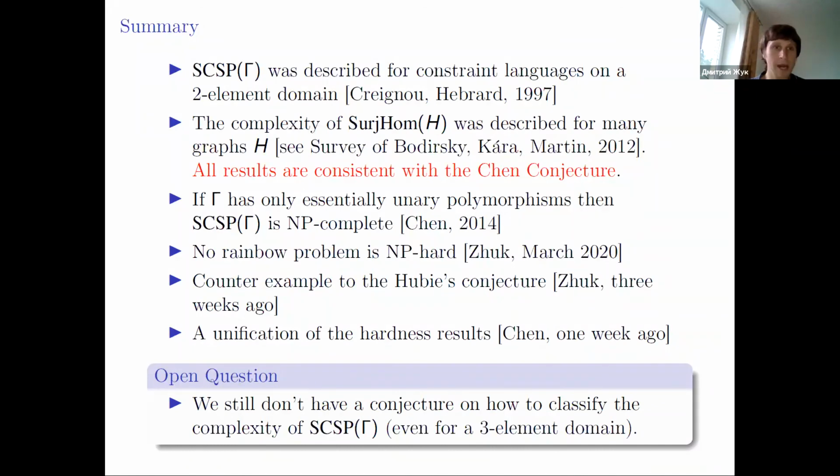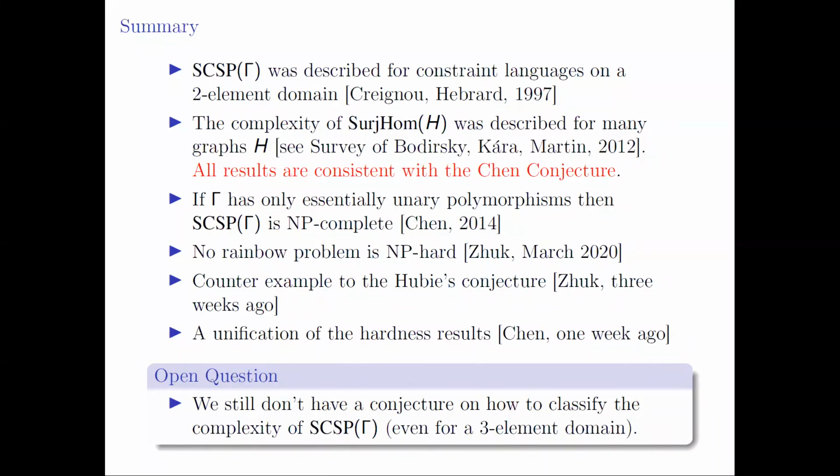I would not bet money that there is something in the middle, because every time we could reduce surjective CSP to some CSP. In all examples we have, we managed to do this reduction. So I believe we can always reduce to some CSP, and that's why I believe that for any language, surjective CSP is either tractable or NP-complete. No, we can reduce, but maybe we can reduce to something NP-complete, and this doesn't mean that we are NP-complete.